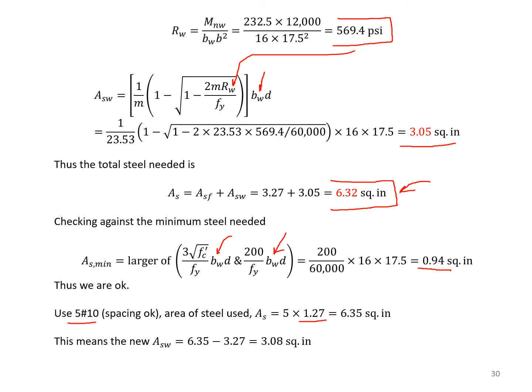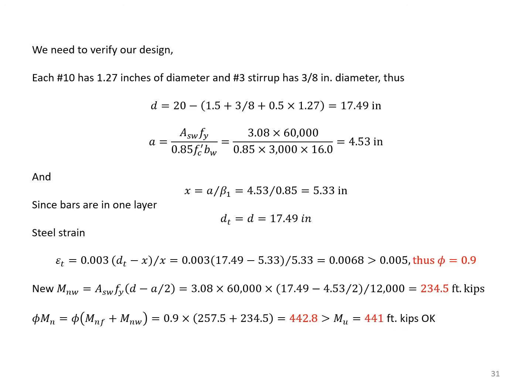But you notice that now we are using 6.35 square inches versus 6.32. So it's slightly larger. We can just say this problem is done. But I just want to show you that a lot of times this difference is a little bit larger than just the 0.03 that it is in this case. So what you do is find the new ASW, which is the difference. Remember, ASF doesn't change. So our new ASW is this much. Then this goes into the equation.